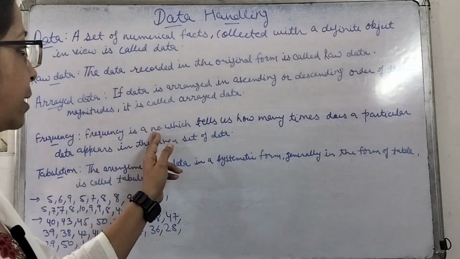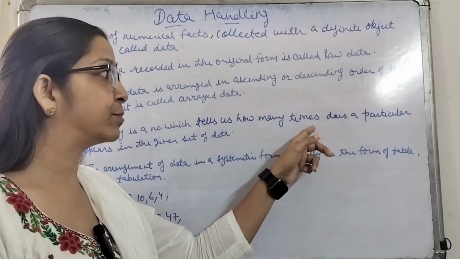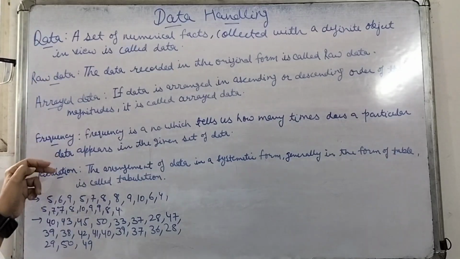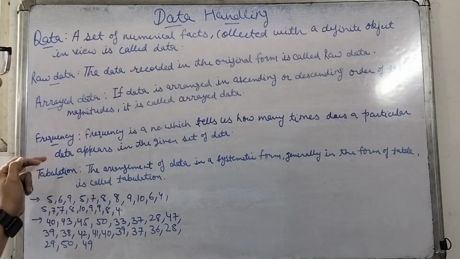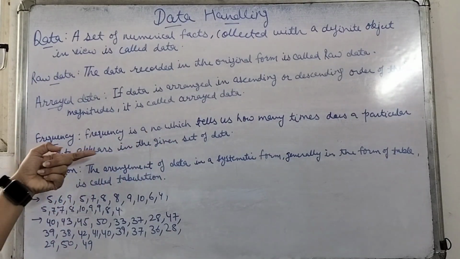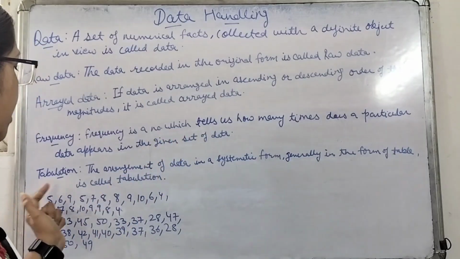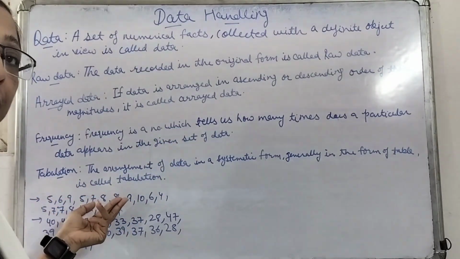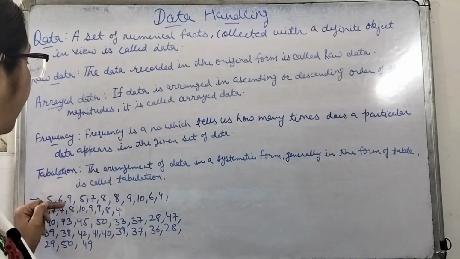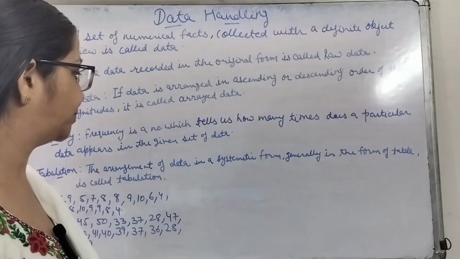So frequency is a number which tells us how many times a particular data, here we are talking about 5, appears in the given set of data. So how many times is 5 coming? 5 is coming 3 times. So the frequency of 5 will be 3.